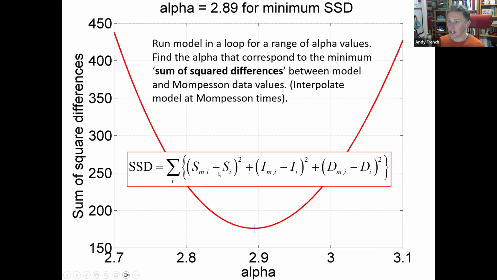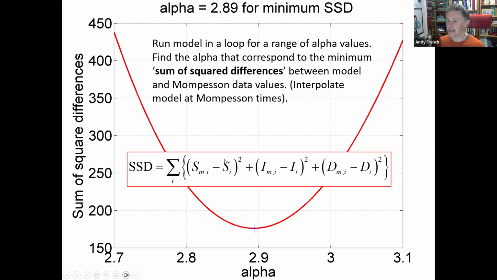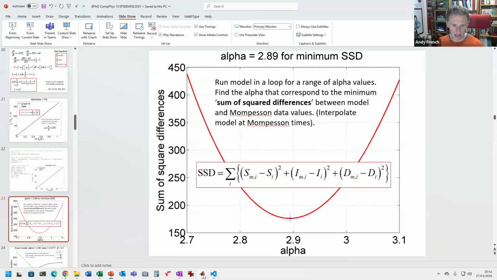And for each of those data points, I worked out the difference between my predicted curve and the actual susceptibles. So M is the model, S is the actual data. I squared all of those and then added them up. I call this the sum of squared differences. And then what we're going to do is plot those. You have to do this in a loop, but you can do that very fast in code. And the bottom of that curve is what I deemed alpha to be. So that's the alpha value that minimizes the sum of the squared differences. And it turns out it's 2.89. So let's go back to our little MATLAB model.